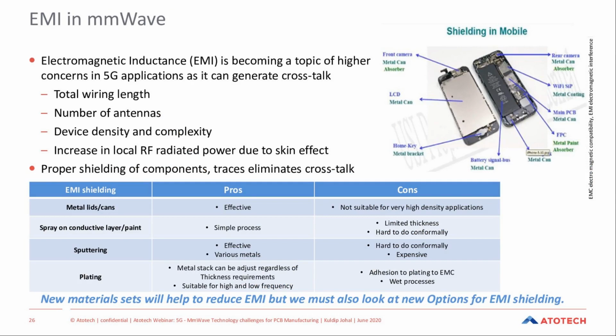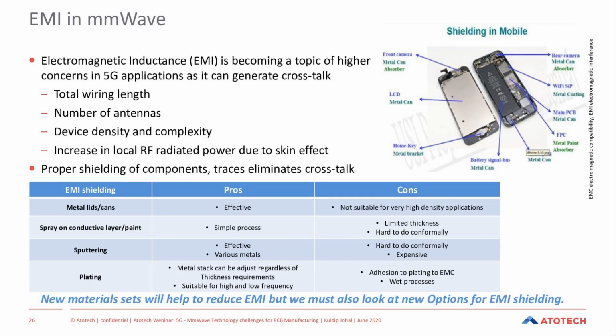So if I go to the next slide, we can see that I've sliced a cell phone, and it's amazing. In the cell phone, shielding is critical, and we have many areas where shielding is required: the front camera, the rear camera, the battery side, the home key, the mini PCB, the main PCB, the Wi-Fi side, and the rear camera. So we require a lot of shielding applications there.